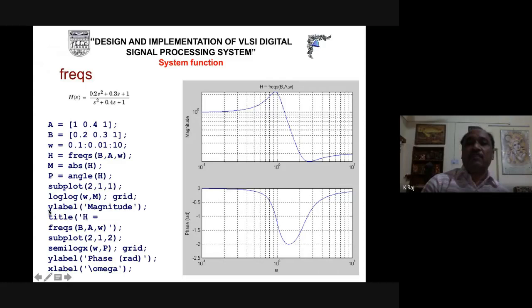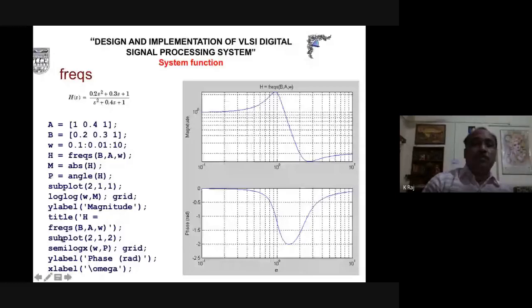What has to be written on the y-axis? For that purpose, we use the ylabel command and write Magnitude. And the title has to be written first: the frequency response, freqs(B, A, W), we write this as the title of the graph. And then the second plot starts here. Now, if we see the first plot, we find 2, 1, 1, that is, two rows and one column. The first row is this one, which is related to the magnitude plot, and on the x-axis we have considered the logarithmic graph.